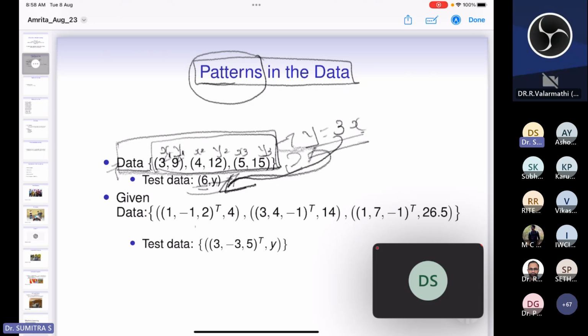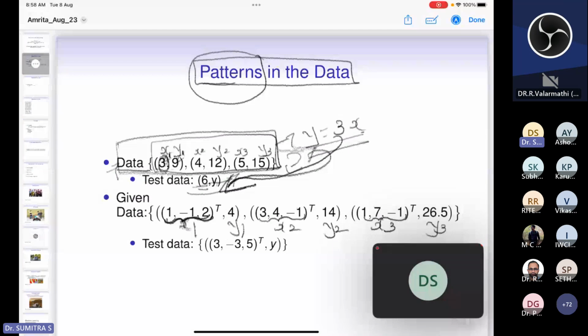Here, this is x1, this is y1. This is x2, this is y2. This is x3, this is y3. But here x1 is a real number or a scalar, while here it is not. It is a vector of length greater than 1. These are all vectors of length greater than 1.